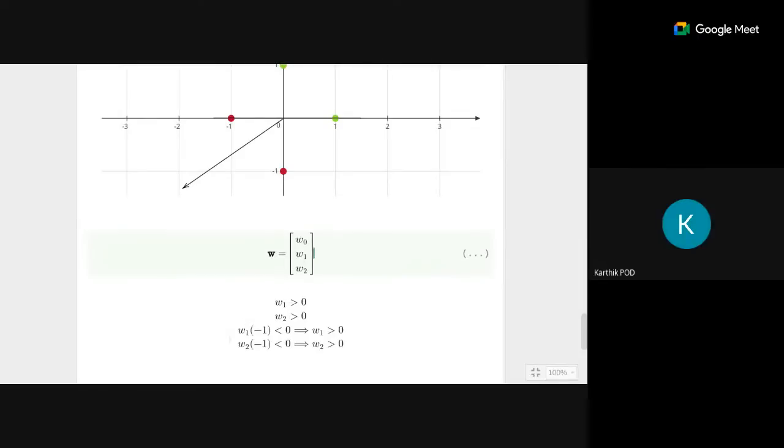One point I missed here: earlier there was a minus here, it should not be minus. So this is W transpose X for the red point. So it is W1 into minus 1 less than 0, right? So in case someone understood it wrongly, please make a note.